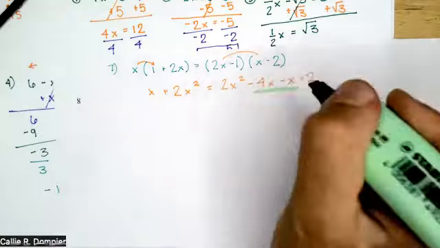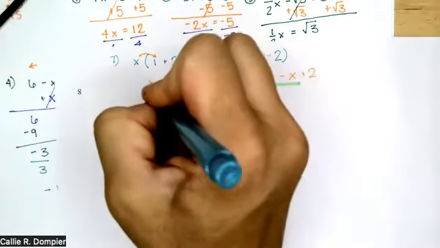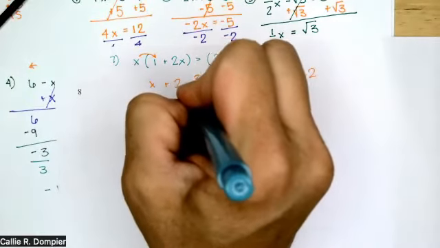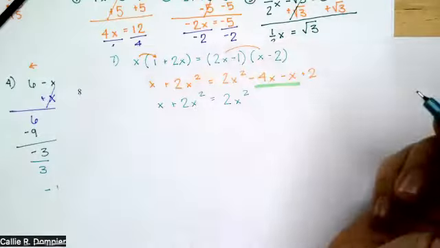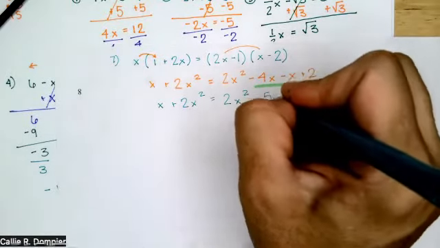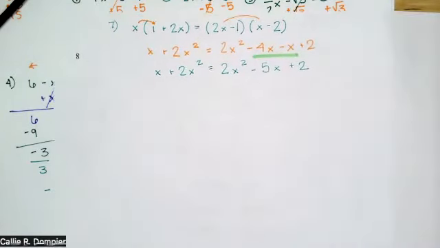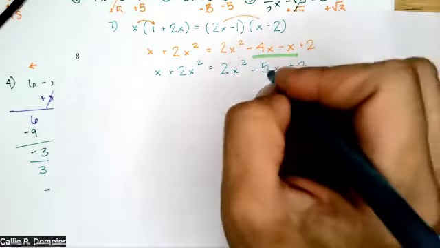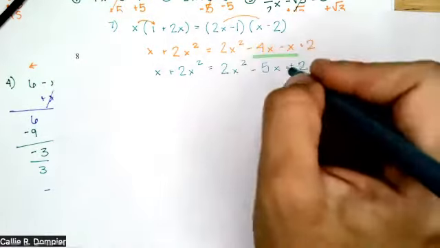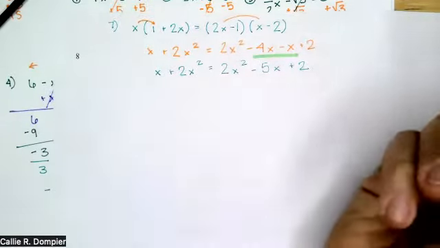You can combine these two. X plus 2x squared is 2x squared. Negative 4x minus x is minus 5x plus 2. Good. All right, so now I'm going to move all, if you have x squared and x, you want them all moved to one side.